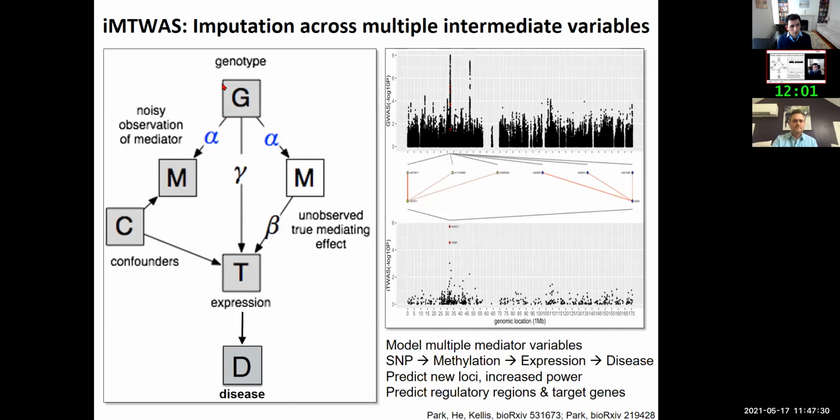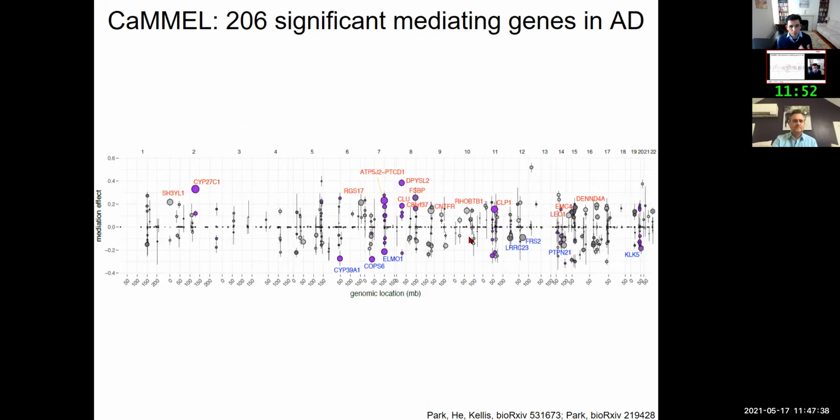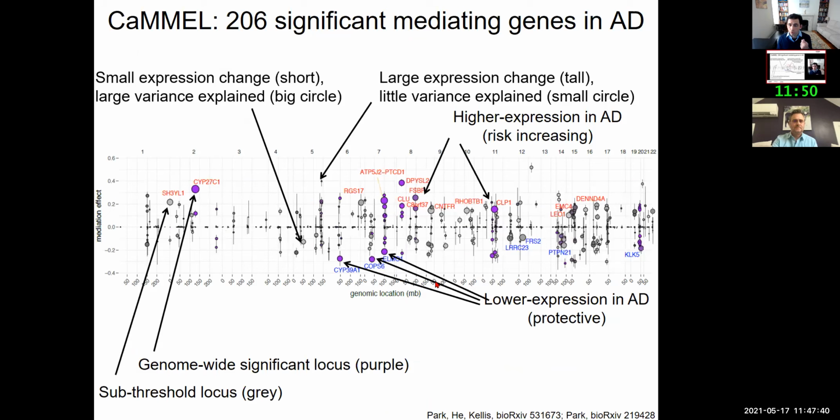That allows us to do this not just in methylation, but also across multiple intermediate phenotypes, methylation, transcription directly, and ultimately disease, and start predicting hundreds of new loci. So within genome-wide significant loci, shown in purple, we can predict what the target genes are, what the tissue of action is, and what the directionality of effect is using these approaches.